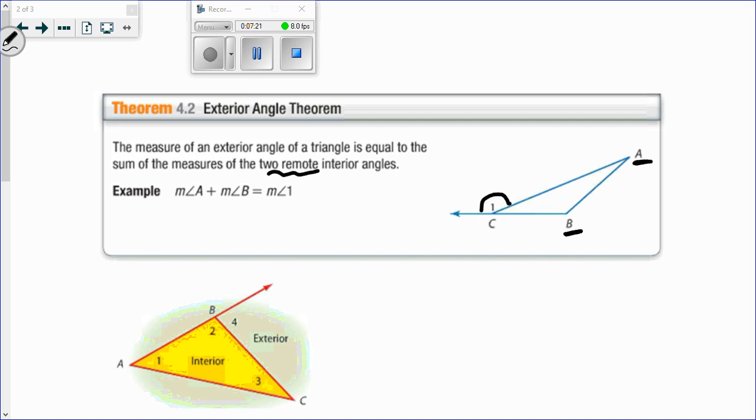So the measure of angle 1 is equal to the two interior angles here, A and B, the sum of them. And that's what we have over here. All right, so let's apply this and find some missing angles.